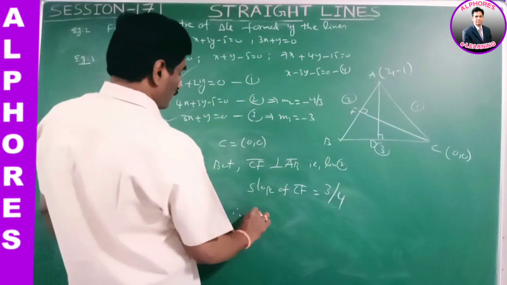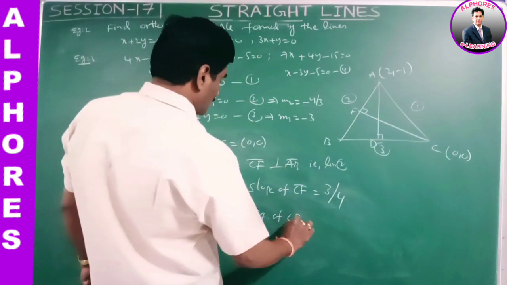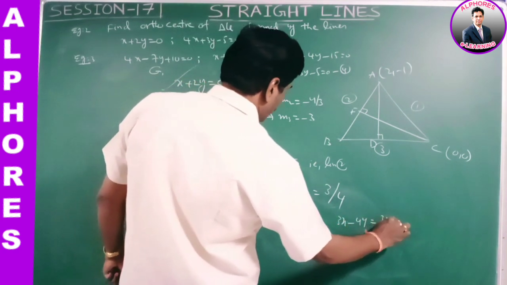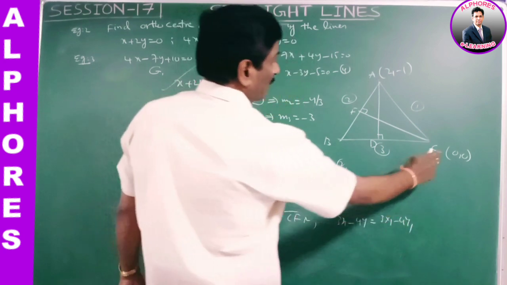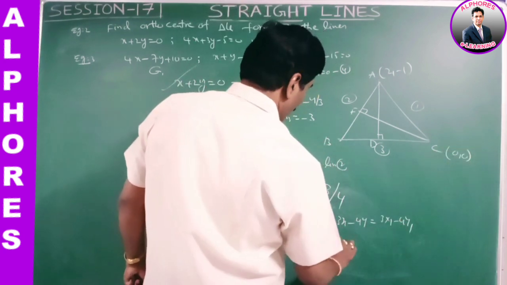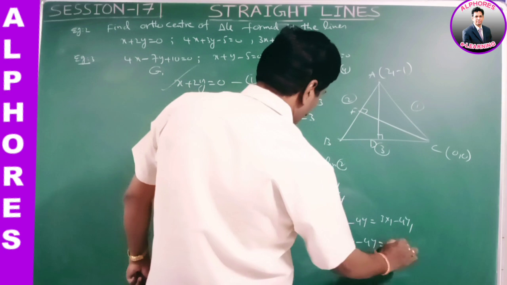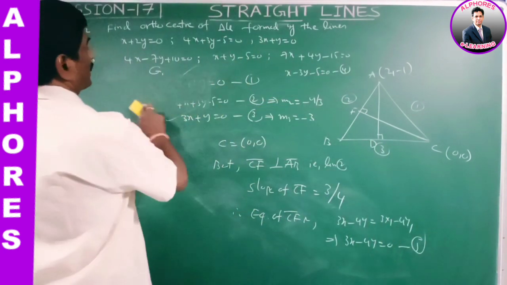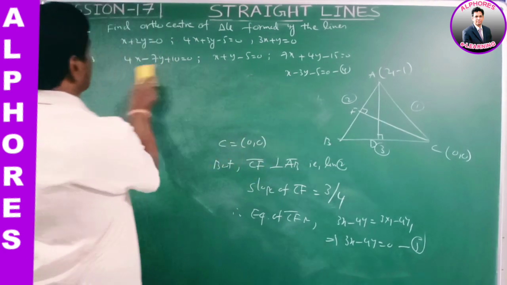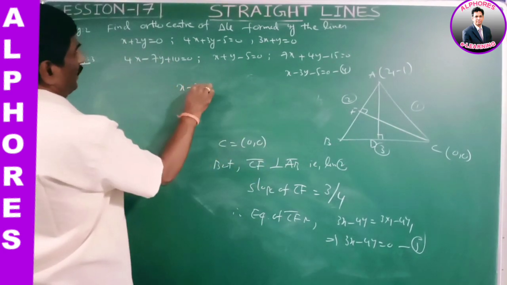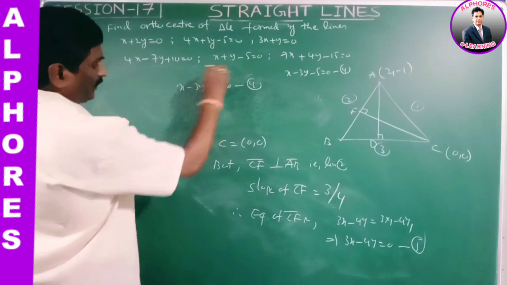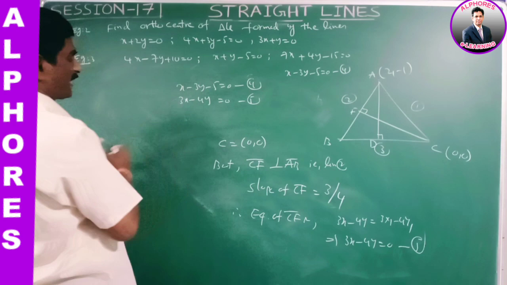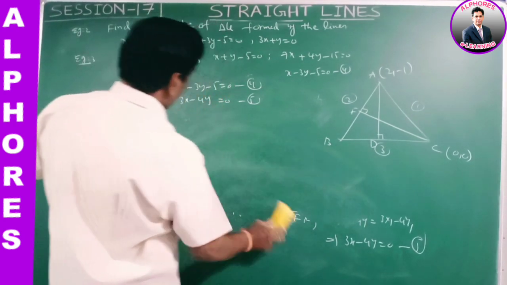CF always passes through the origin. Therefore, what is the equation of CF? 3x minus 4y is equal to 3x1 minus 4y1. But this line passes through the origin, x1 is 0, y1 is 0. That means 3x minus 4y is equal to 0. It is equation number 5. By solving 4 and 5, we get the orthocenter. x minus 3y minus 5 is equal to 0 is the fourth equation. 3x minus 4y is equal to 0 is the fifth equation.